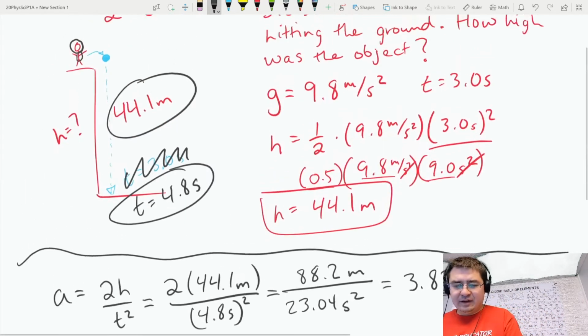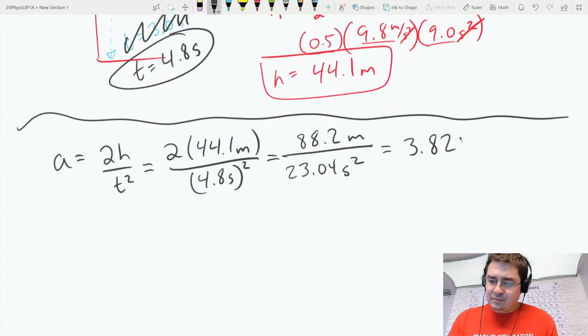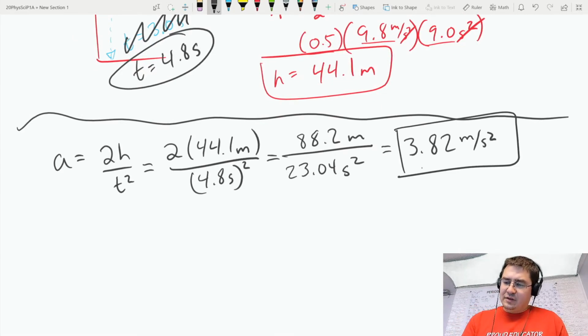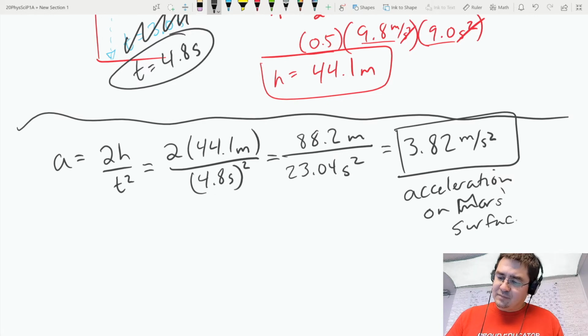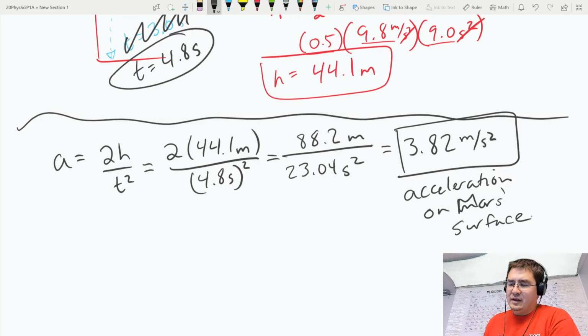Give my pen a second to come back. Okay, and so that would be the acceleration on Mars's surface, compared to Earth, which is 9.8.